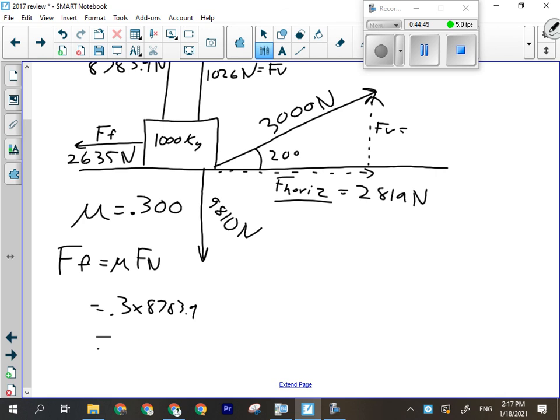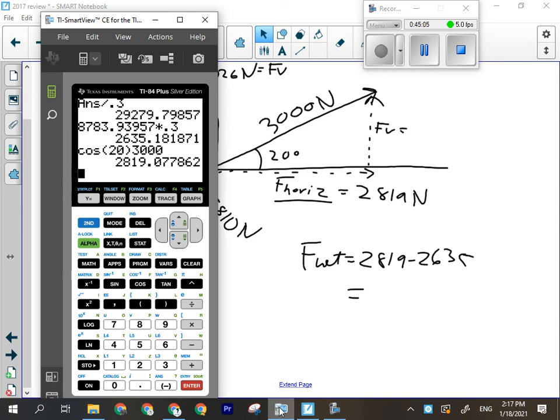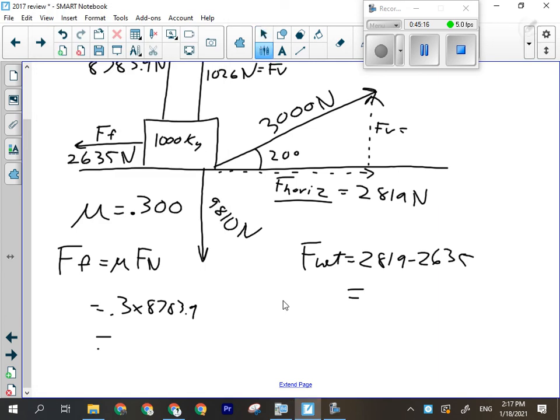So we don't have a very big acceleration here. What do I calculate next? F net. Everything else is taken care of. Upwards forces and downwards forces cancel because the car's not moving vertically. So F net equals 2,819 minus the 2,635. Obviously we'll keep all the decimals when we do that calculation. So that subtract that number gives me 183.89 newtons.